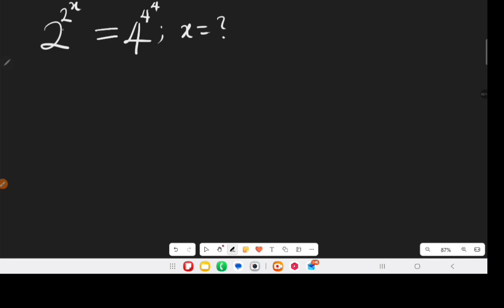Today I'm going to show you how to solve this exponential equation. It says 2 raised to the power of 2 raised to the power of x equals 4 raised to the power of 4 raised to the power of 4. Then find x. We say solution.